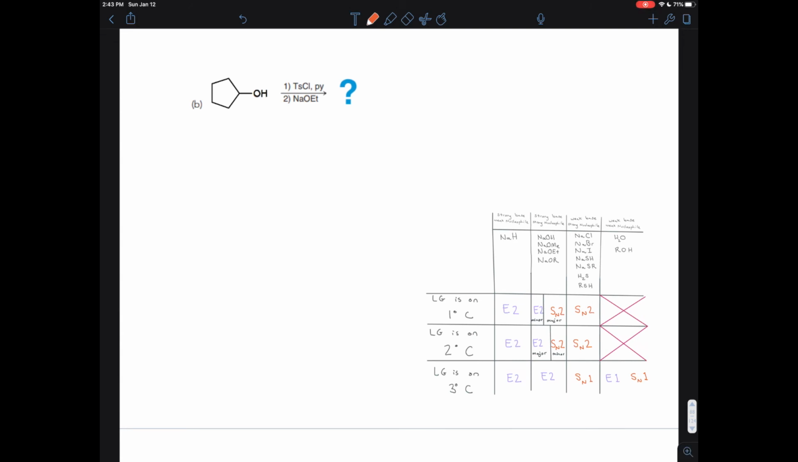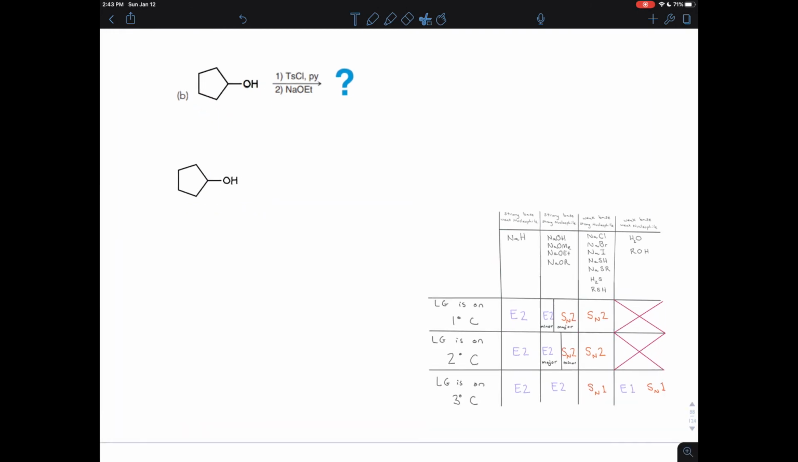To get rid of the OH, we have to turn it into a good leaving group because the OH by itself is a bad leaving group. If it tries to leave, it's an OH minus. It's a hydroxide ion, which is a strong base and a strong nucleophile, really just unstable. So what we'll do is we will take that, and this TsCl is a really big group. TsCl is a large structure that really turns that into a good leaving group.